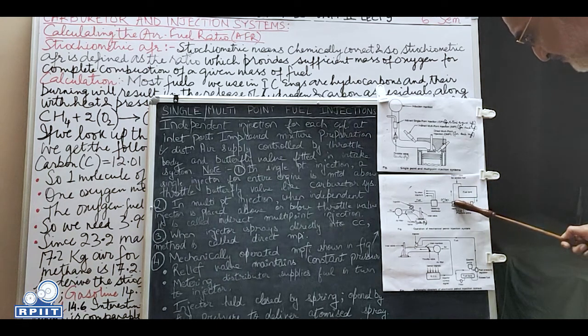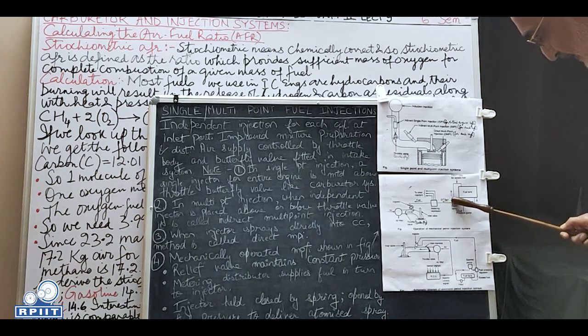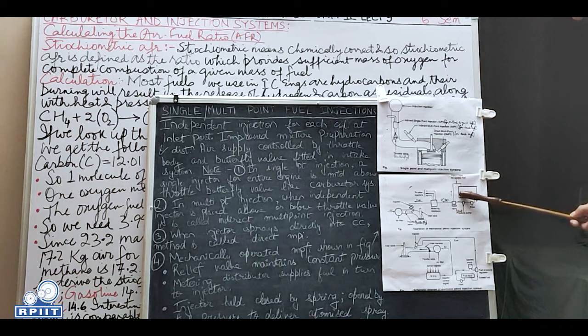It goes to the relief valve. The purpose of the relief valve is to send fuel at a constant pressure of about 0.7 bar. Any excess fuel after maintaining this pressure is returned back to the fuel tank. From here, it goes to the metering distributor. This is mechanical in nature, no electronics so far in this. And from here, it goes to the injectors.